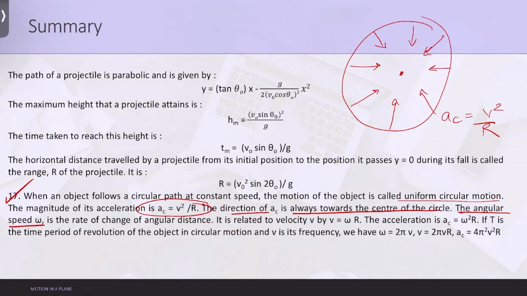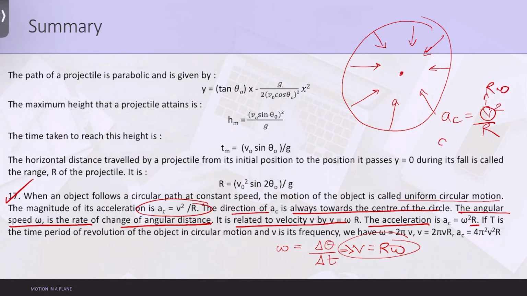The angular speed omega is the rate of change of angular distance. Okay. So what is omega? It is nothing but delta theta upon delta t. Correct? It is related to velocity v as v is equal to r omega. We obtained this derivation also, as in why we wrote v is equal to r omega. The next thing was the acceleration, which is equal to omega square r. Just putting v is equal to r omega here, we obtained that AC can also be written as omega square r. Okay.